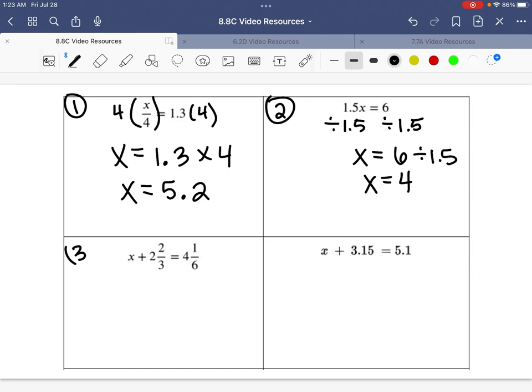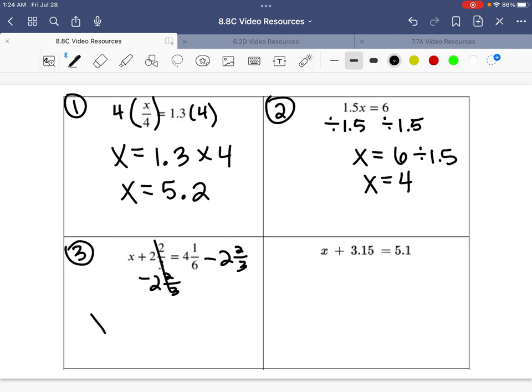And now number 3. And I know when we look at number 3, sometimes it might feel daunting with fractions, but again, our calculator tool helps us with this. x plus 2 2/3 is equal to 4 1/6. We're going to look at this like any other equation, where I know that I would need to create 0 pairs. The 0 pair of a positive 2 2/3 would be a negative 2 2/3. So I would subtract 2 2/3 from both sides.